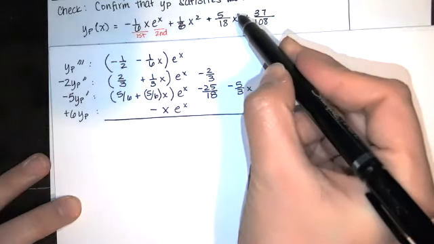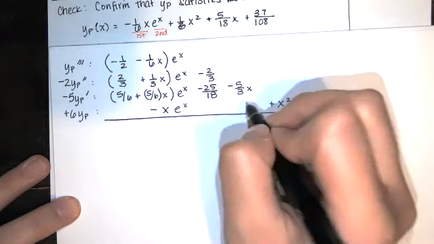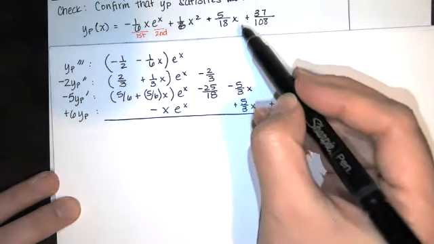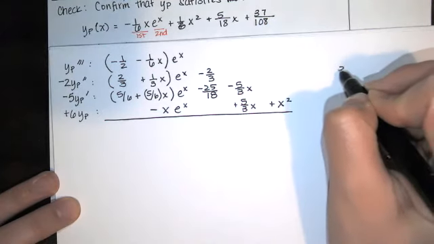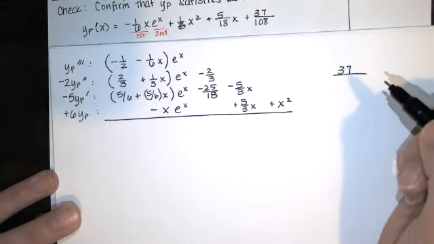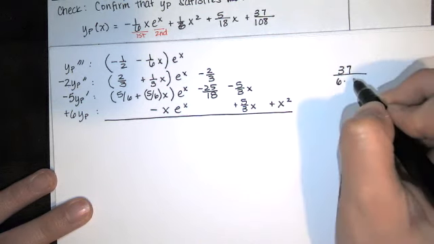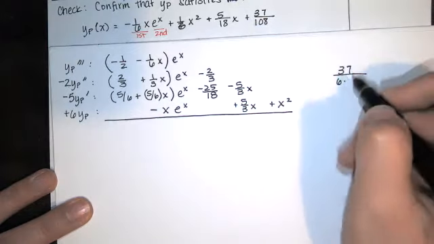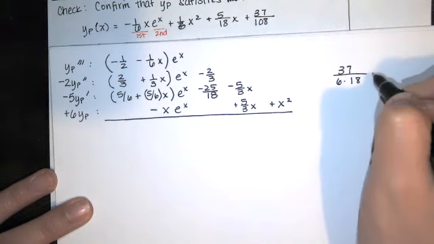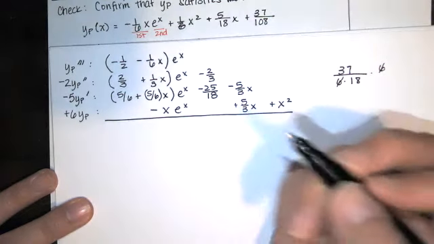And then this times 6, well, that 6 goes into the 18 3 times. So we'll have plus 5/3 times x from that. And then this one times 6, we do the arithmetic on the side. This is 37/108. And 6 goes into that how many times? 6 goes into 10 once, and then it goes into 48 8 times. We're multiplying by 6, so we get 37/18.